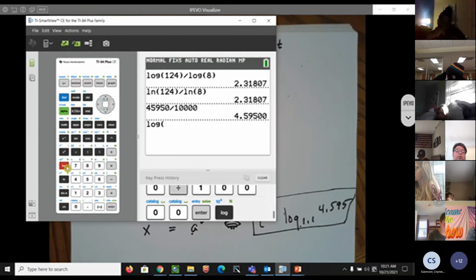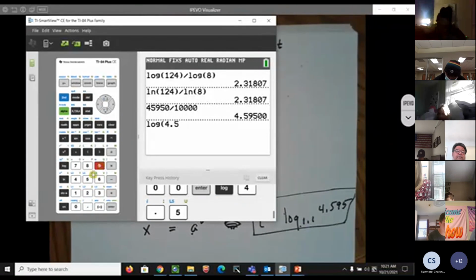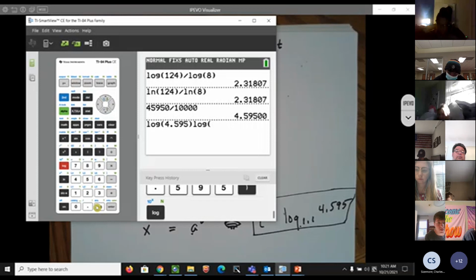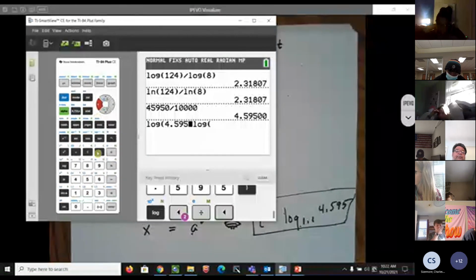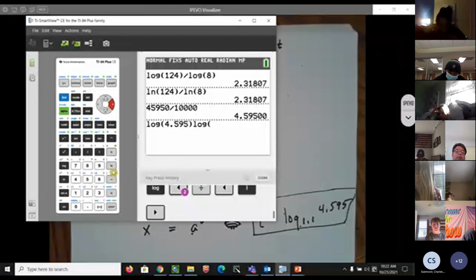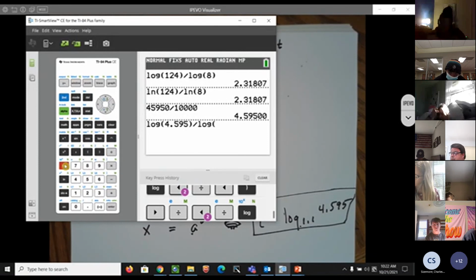Log of 4.595 divided by log of 1.1. Oh my goodness, I think I might as well just quit. Divided by log of 1.1.